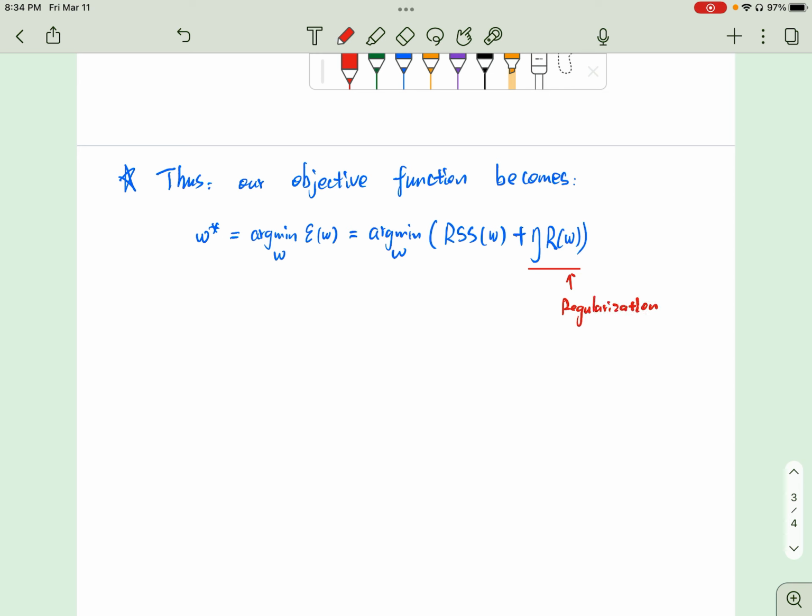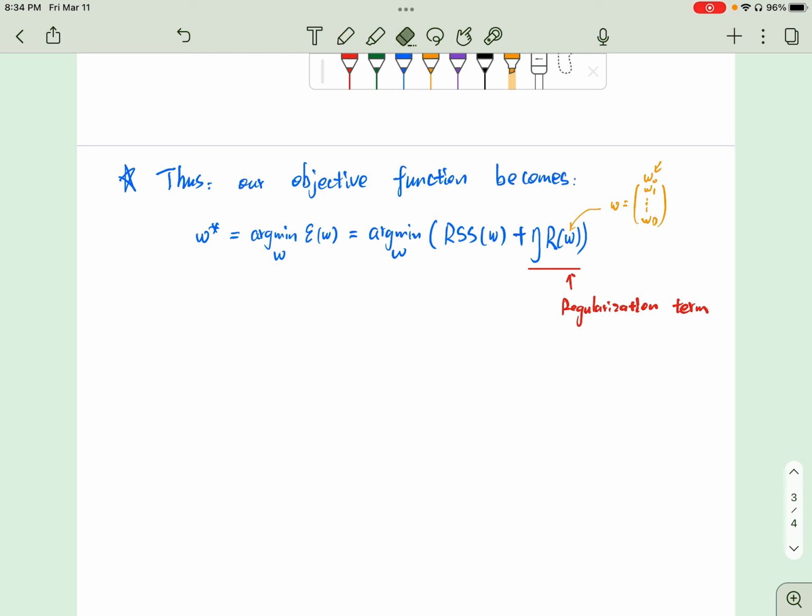So this is the regularization term, and this is where regularized linear regression comes from. Please also pay attention that here omega is a vector, of course. Before we said this vector is like this: omega 0, omega 1 up to omega d. And we say that omega 0 is the bias term.